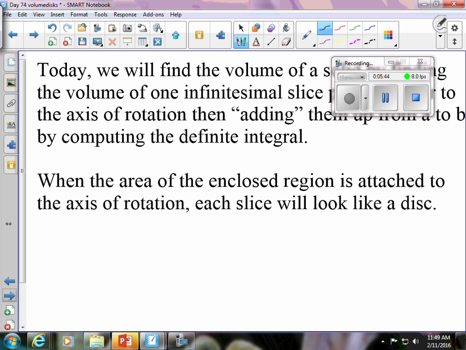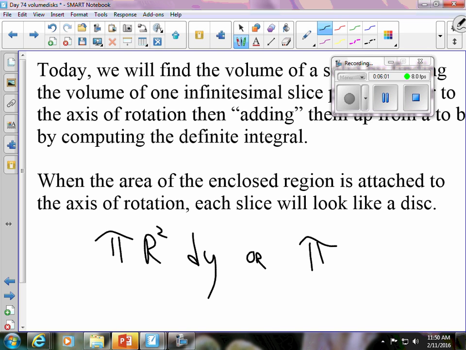So yeah, we know that the volume of a single disk is pi r squared dy or pi r squared dx; I forgot which one I had first. If you want to add them up, you can do it by integrating, and you'll get the volume of the whole solid. If the thickness of each slice is a small change in x, we'll integrate from the smallest x to the greatest x, and that'll get us the volume of the solid.